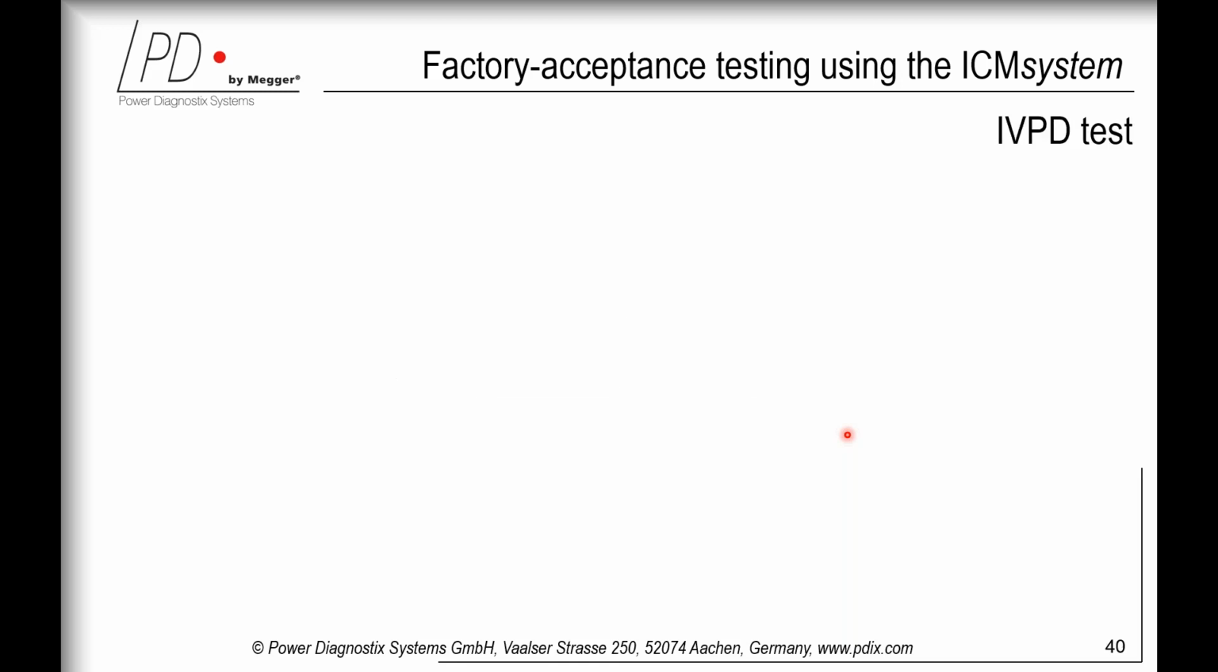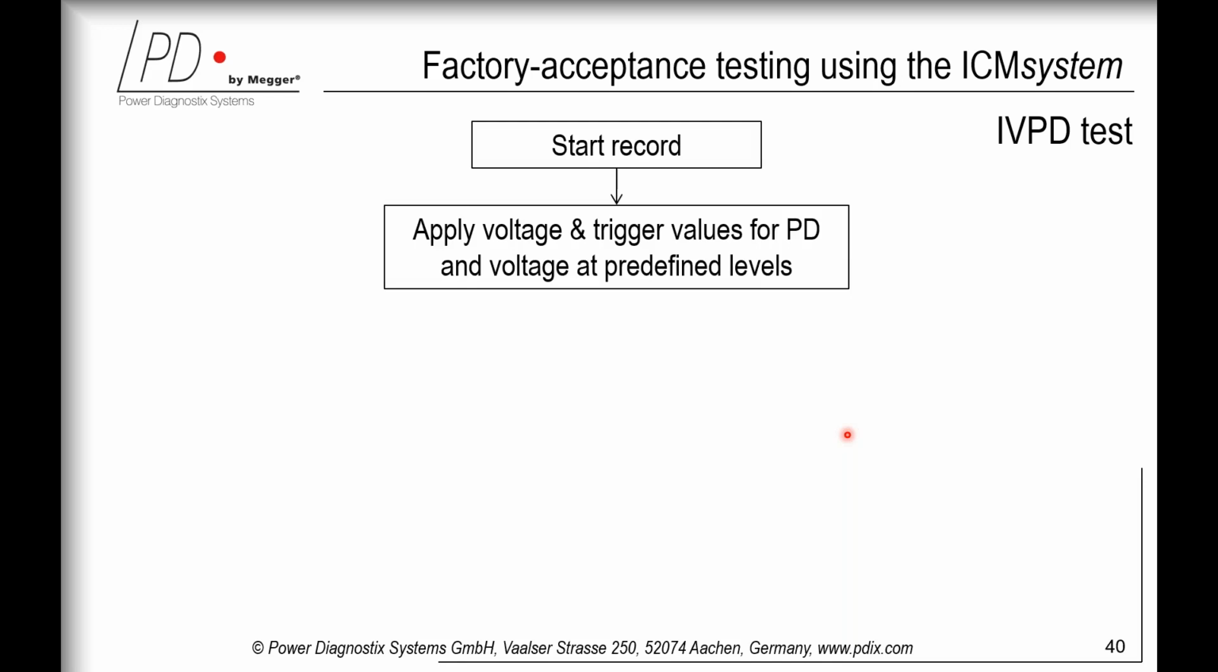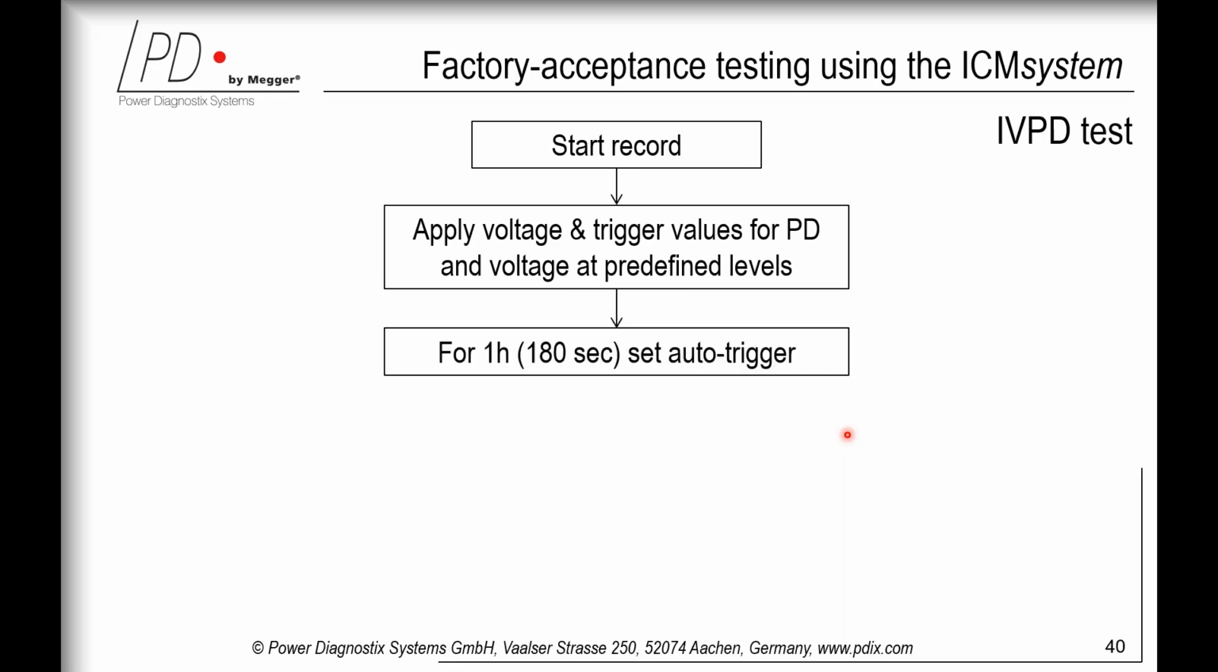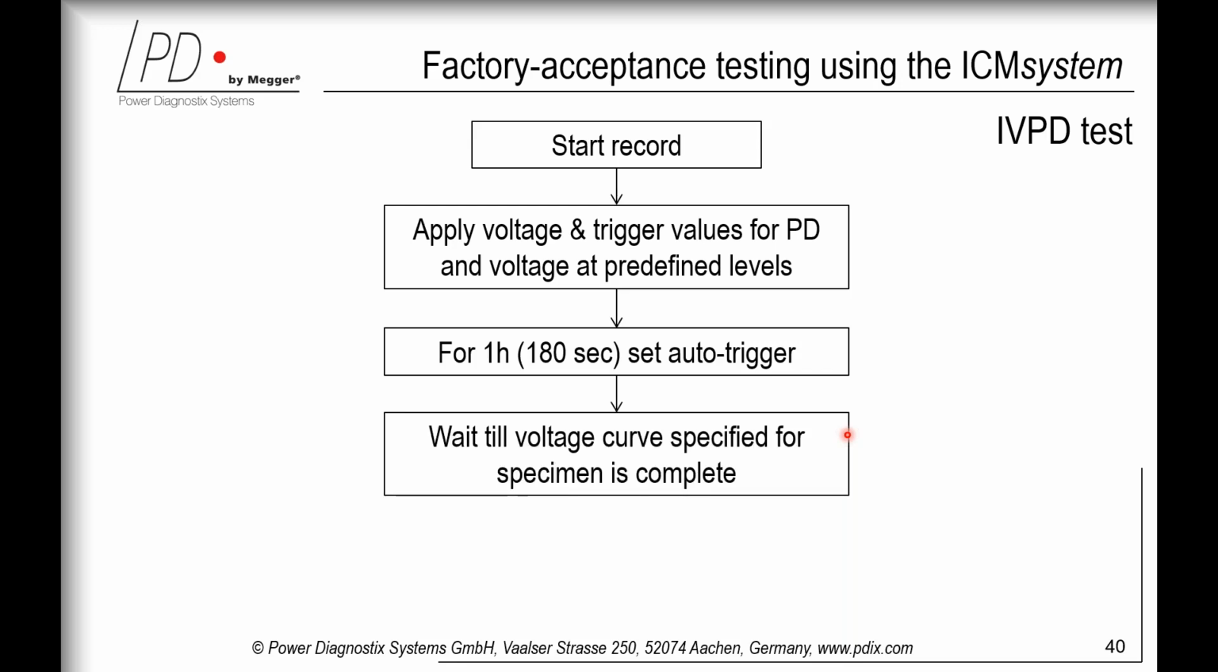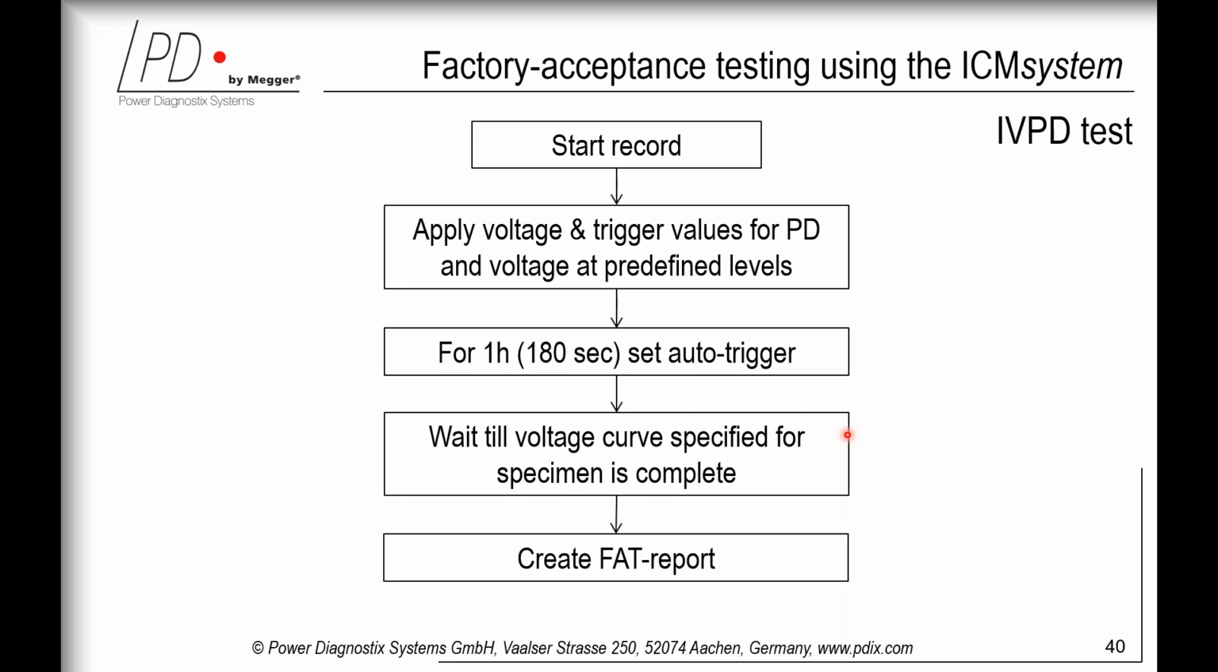So now coming to the test itself, you start the record. You apply voltage and trigger the values for PD and voltage until the elevated voltage level at the predefined levels in the standards. For 1 hour or the 180-second period, you set the auto trigger. You wait till the voltage curve specified for your test specimen is complete, and you create the factory acceptance test report afterwards.